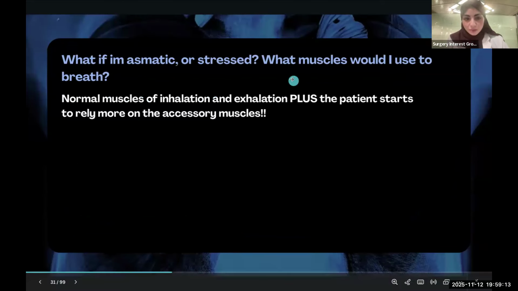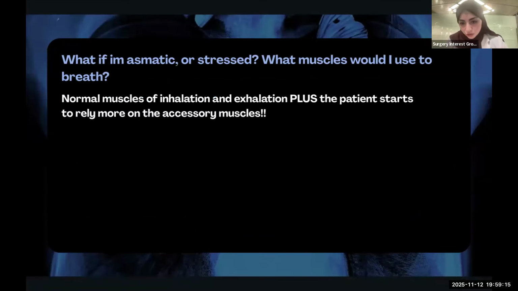Again, we mentioned this. What if I'm asthmatic, stressed? What muscles would I use to breathe? Normal inhalation is going to be happening by the diaphragm and, simply, the recoil of the lungs. But if I were to start being stressed out right now, actively, or I'm running, I'm asthmatic, I'm going to start recruiting more muscles.